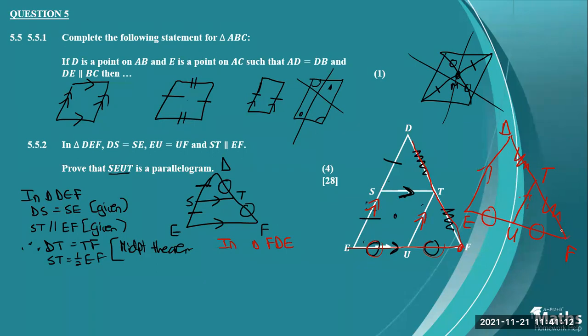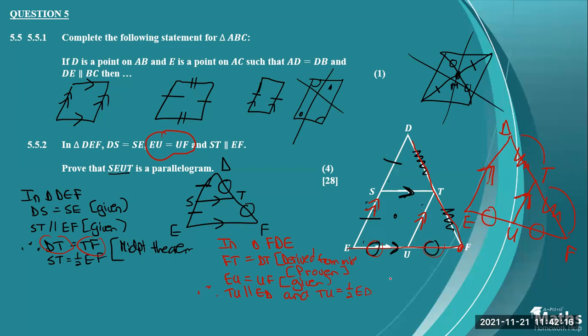We can say that FT is equal to DT. Why? It's derived, or you can say proven. It's derived from the midpoint theorem, or I will actually just say proven because we just proved it. You see, we proved it there. So just say proven. And I'm going to say that EU is equal to UF, it's given. So therefore, TU will be parallel to ED or DE, and TU will be equal to half of ED.